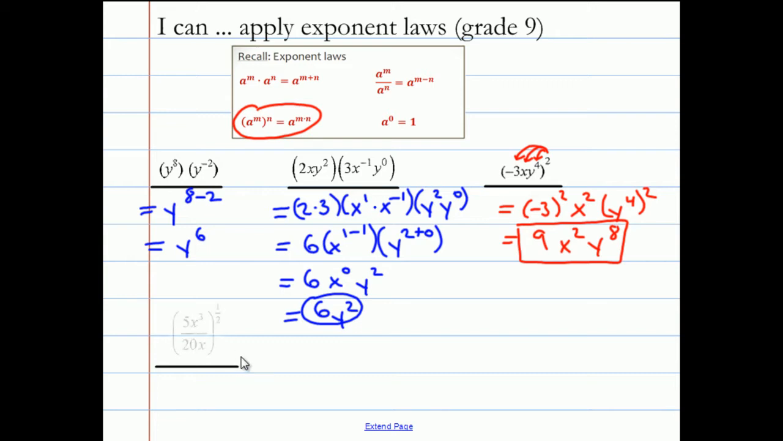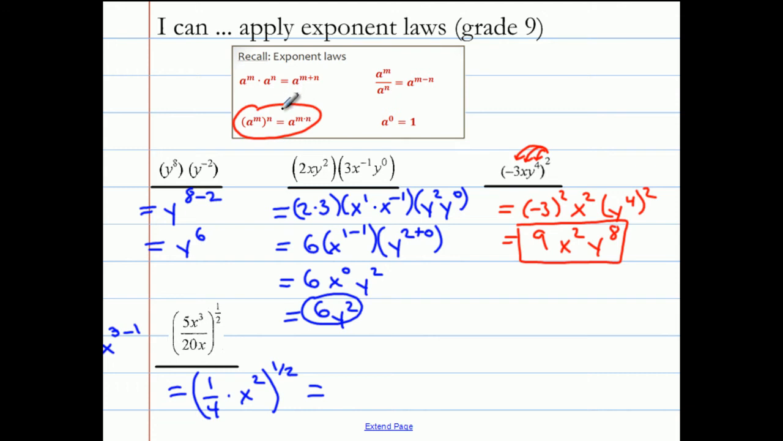So one more example here. 5x cubed divided by 20x, raised to the power of 1/2. So it's a good idea to just simplify this stuff inside the bracket first. So we can simplify 5 over 20 is 1 over 4. And x cubed divided by x is the same as x to the 3 minus 1. So that just becomes x squared. And then this is still raised to the power of 1/2.